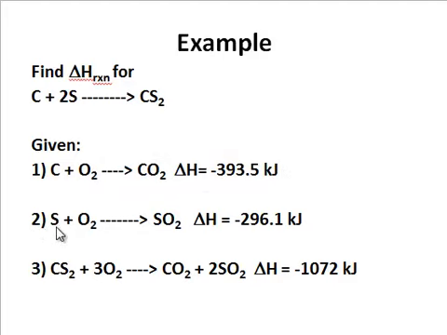We can find information on the combustion of sulfur. Sulfur plus oxygen combine to make SO2, and delta H is negative 296.1. Most combustion reactions with oxygen are exothermic reactions. Further, we could find a reaction where CS2 reacts with 3 O2 to make CO2 and 2 SO2. And delta H is negative 1072 kilojoules.